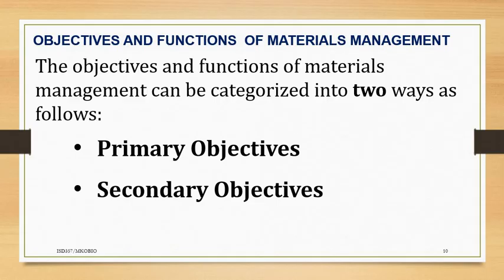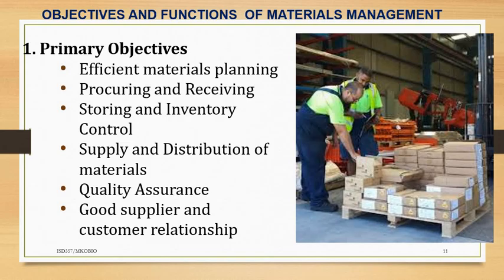This brings us to the understanding of materials management. As you were watching the video, you get to understand that there are some things that are very important. The objectives and functions of materials management can be categorized in two ways. One is primary objectives, and two is secondary objectives. So the objectives and the functions can be classified in these two. One is what? Primary. Second one is what? Secondary.